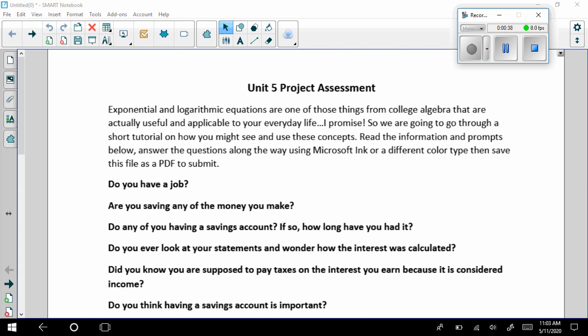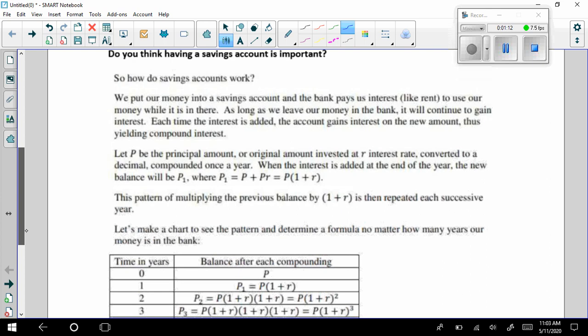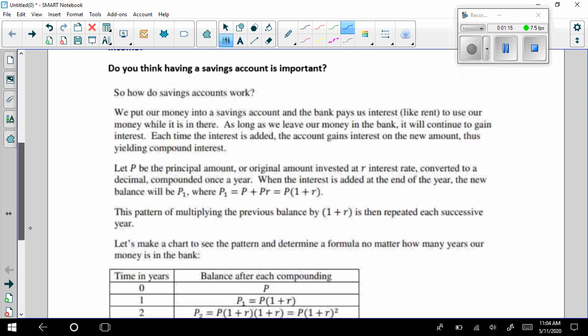That way, when you look at a bank statement or a loan rate or something like that, you can understand it better. So as you go through this, anything that I've put in bold, just write your answer in. I said Microsoft Ink, but I'll probably just send this to you in a Smart Notebook file and as a Microsoft document. So you can either type it using Microsoft Editor or you can just write on it. So answer any bold questions, and then you'll be watching these videos to take notes.